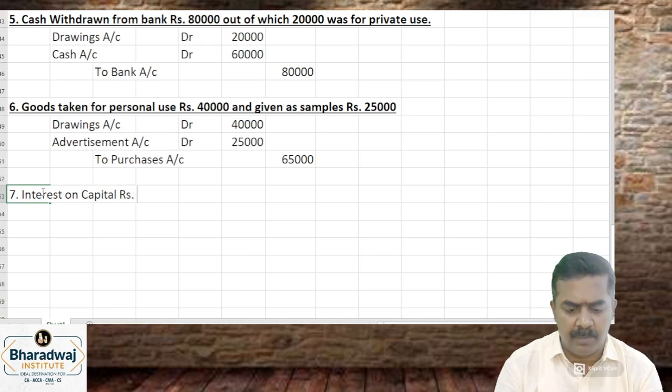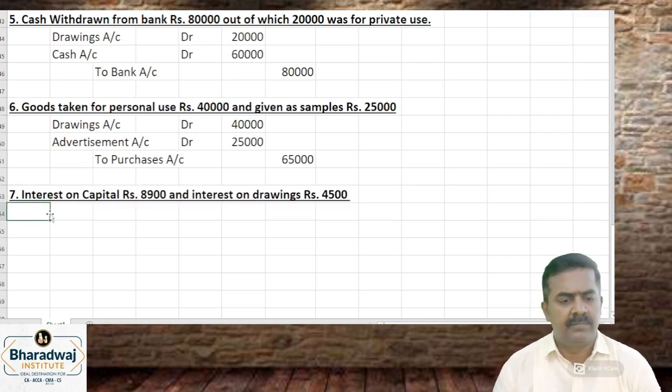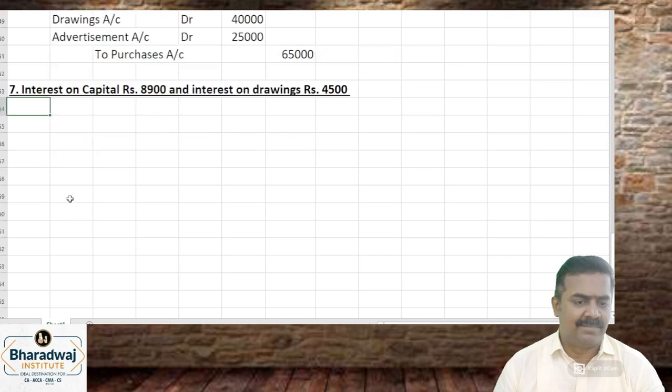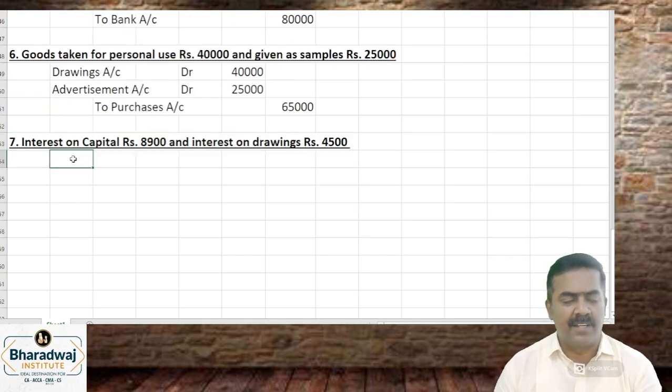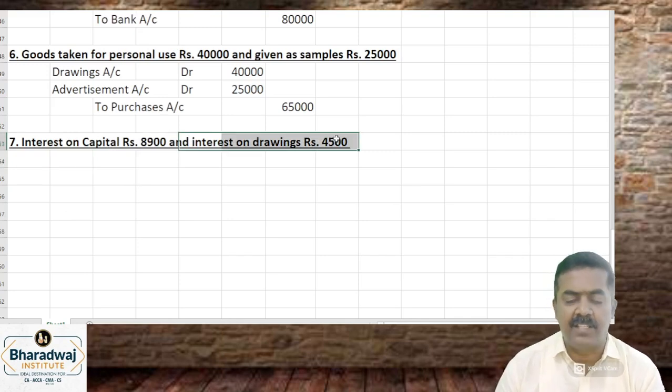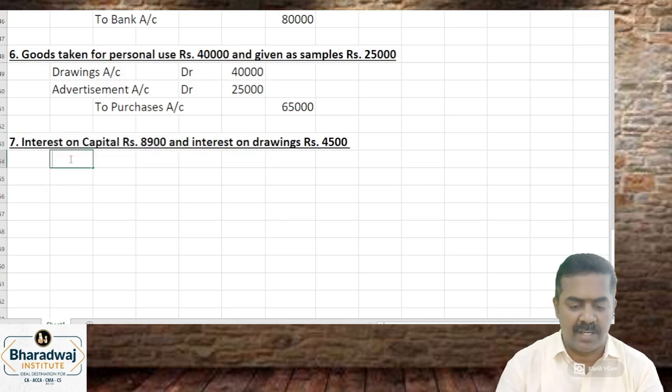Interest on capital rupees 8,900 and interest on drawings rupees 4,500. Interest on drawings is an expense or income? Interest on drawings is an income for the business. Interest on capital is an expense for the business. What is the entry you will pass?